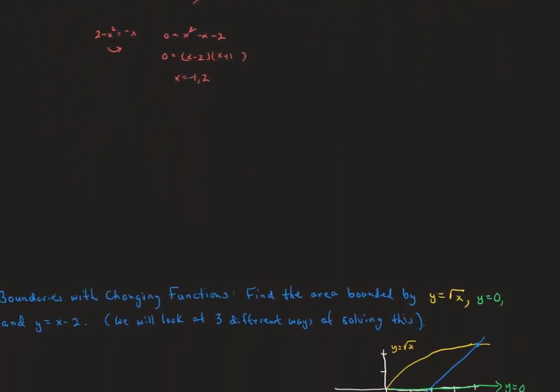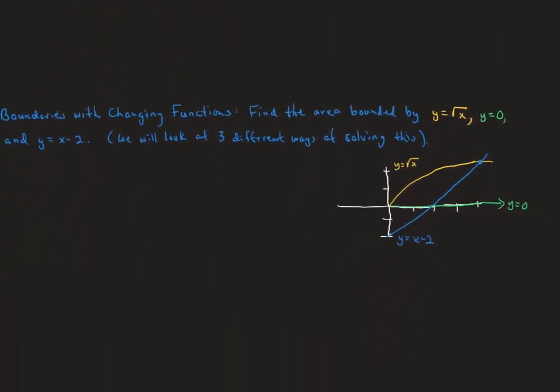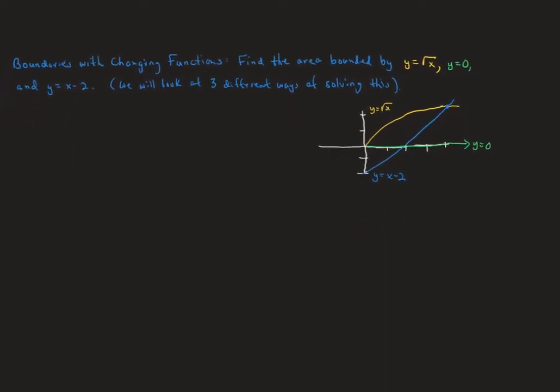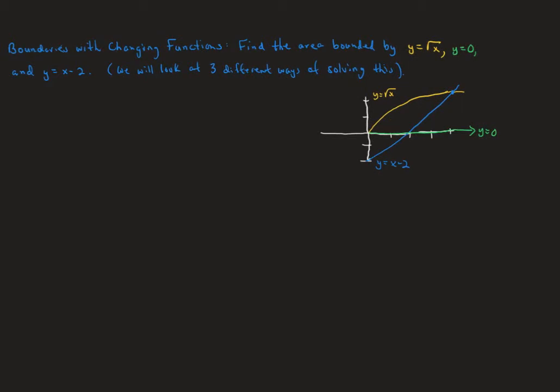So I'm going to scroll up here. So now we're going to consider boundaries with changing functions. So we're going to find the area of the region bounded by y equals square root of x, which you can see in the yellow, y equals 0, which is the green, that's just the x-axis, and y equals x minus 2. You have to kind of use your imagination. The blue curve is supposed to be a straight line.